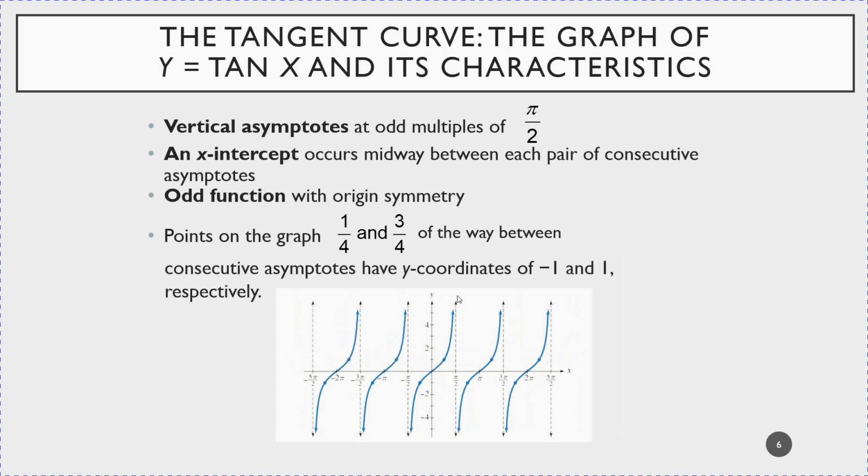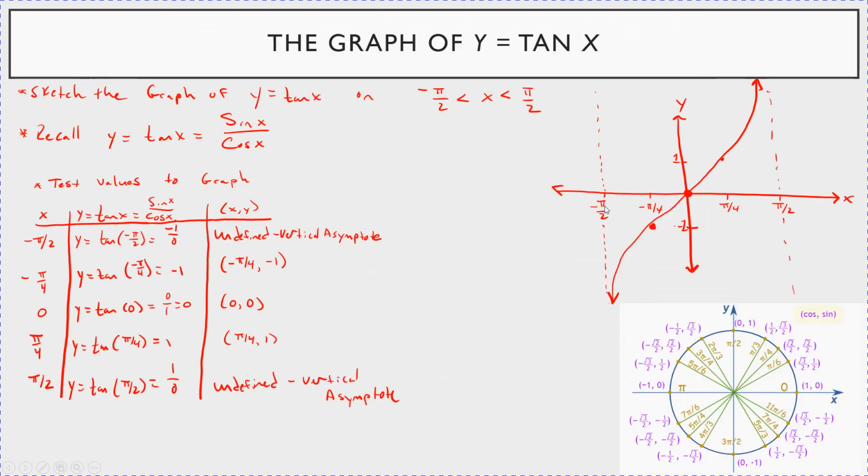All right, now the points on the graph 1/4 and 3/4 of the way between consecutive asymptotes have coordinates of -1 and 1 respectively. So what do I mean by this? Here's an asymptote, here's an asymptote. This right here is 1/4 of the way, -1. This value over here is 3/4 of the way from here to here, okay? And this has a value of 1.